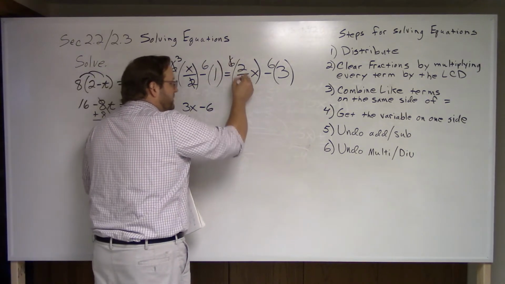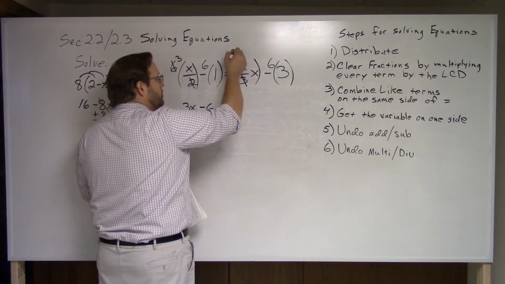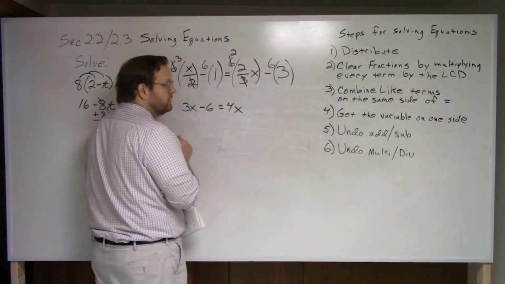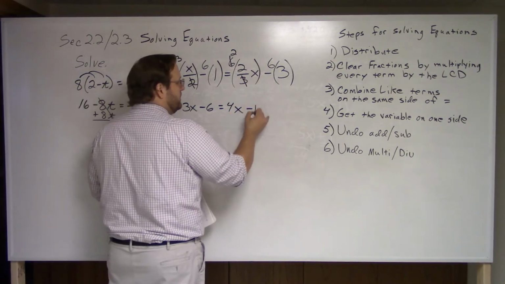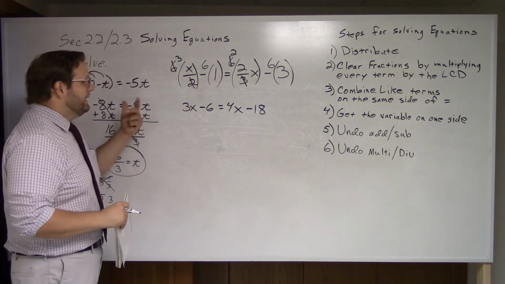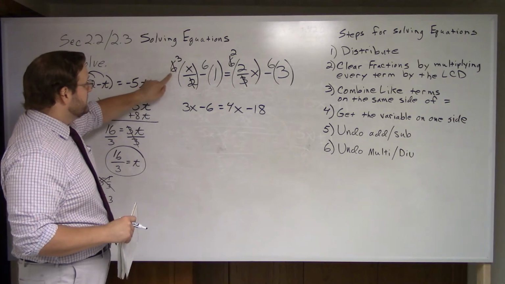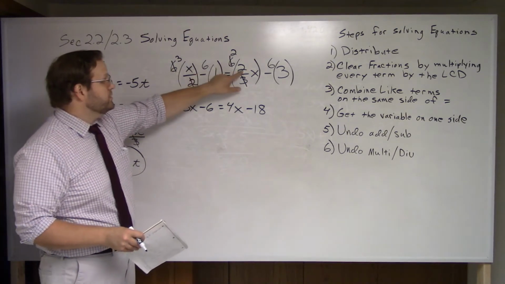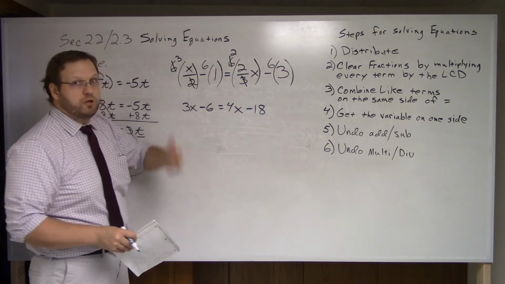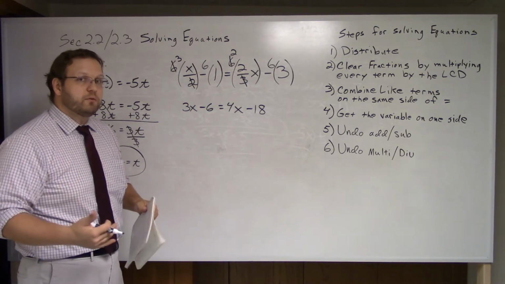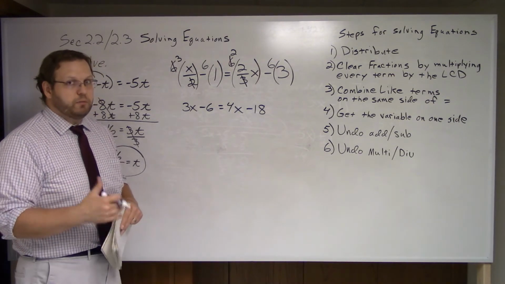6 divided by 3 is 2. 2 times 2 is 4x. And then 6 times 3 is 18. Okay? Again, what you could also do is 6 times 1 divided by 2, that'll give you a 3. 6 times 2 is 12. 12 divided by 3 will also give you that 4. Okay? Whatever way works for you, stick with it and just repeat, repeat, repeat.